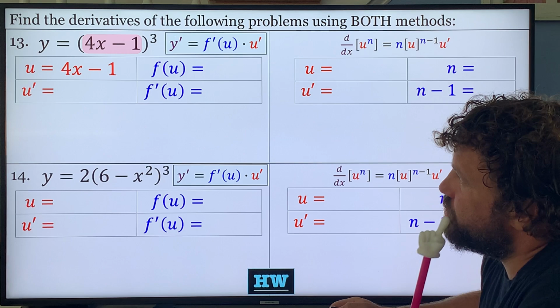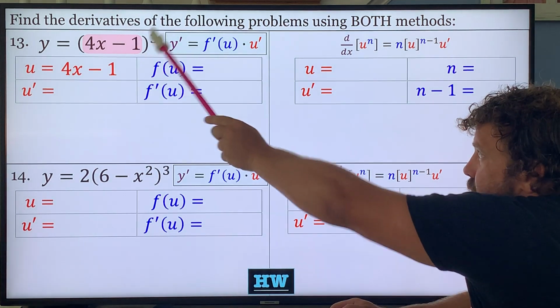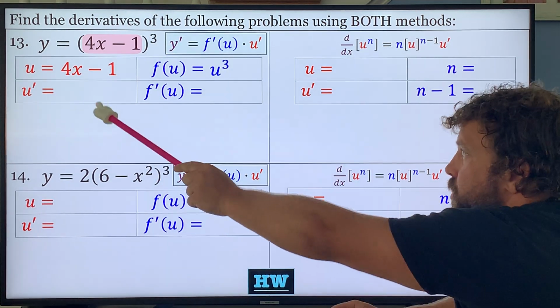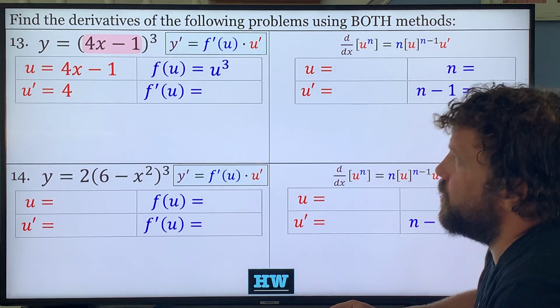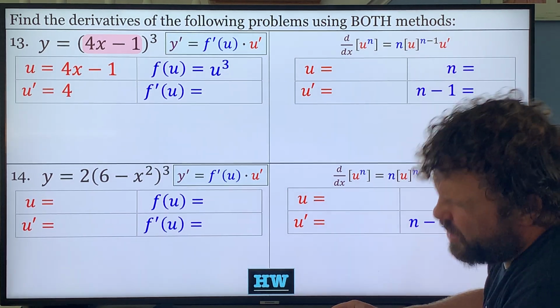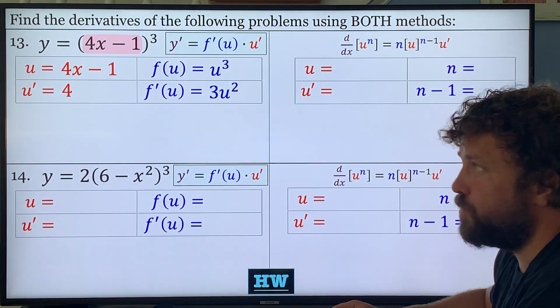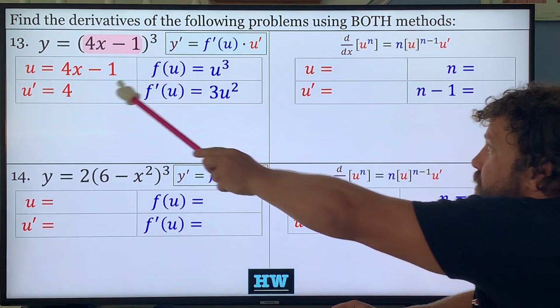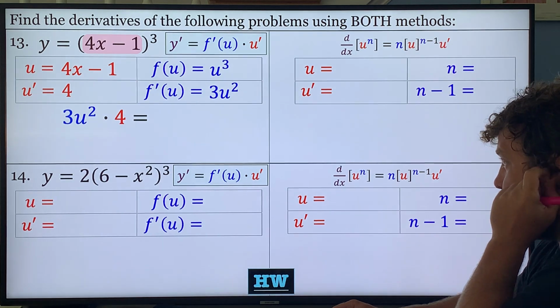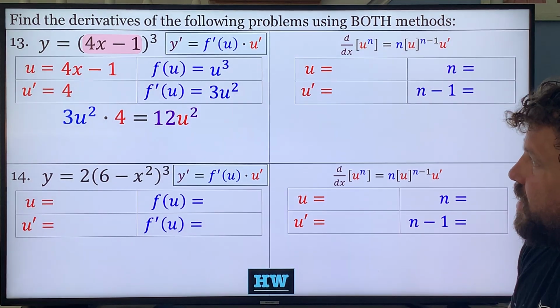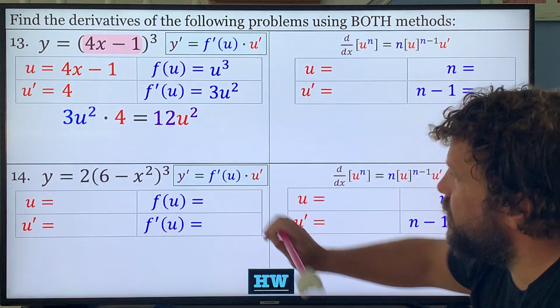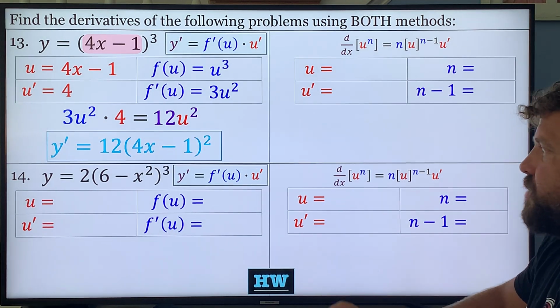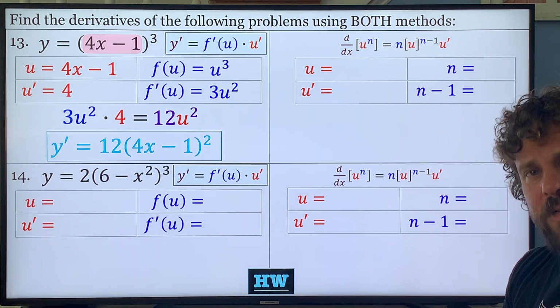U. What's the inside there? 4x minus 1. All right? F of u, u to the third power. U prime, the derivative of 4x minus 1, is 4. The derivative of u to the third is 3u squared. All right? Still pretty easy. F prime of u times u prime. 3u squared times 4 is 12u squared. And the last step is plug u back in. 12 times 4x minus 1 squared. So that wasn't too terrible, was it?